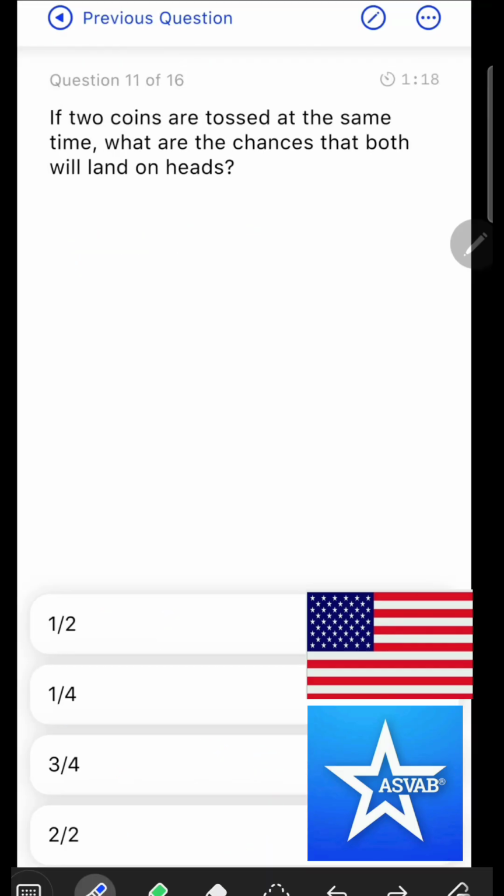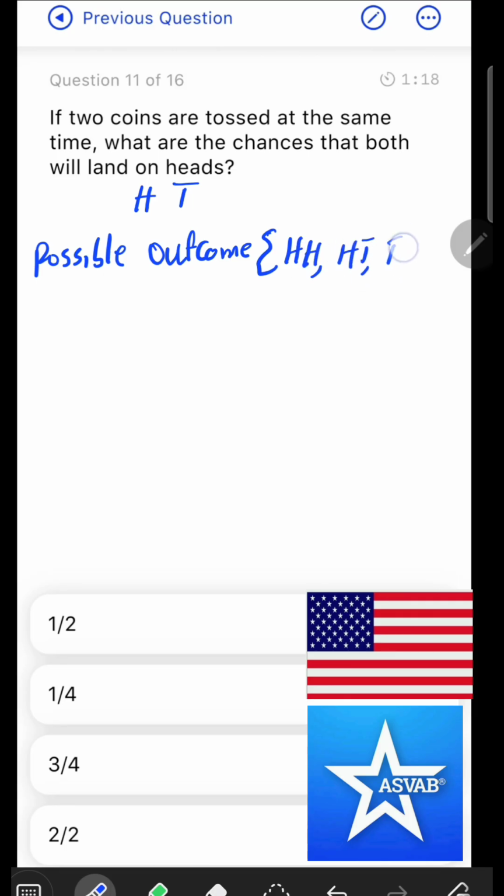If two coins are tossed at the same time, what are the chances that both will land on the head? So remember, a coin has head and tail. So when you toss a coin one time, there's a possibility that a head may show or the tail. But in this case, we are given two coins to toss at the same time. So the possible outcomes when you toss two coins at the same time are either head head may show, head tail may show, or tail head may show, or tail tail may show. So these are the four possible outcomes when you toss two coins at the same time.